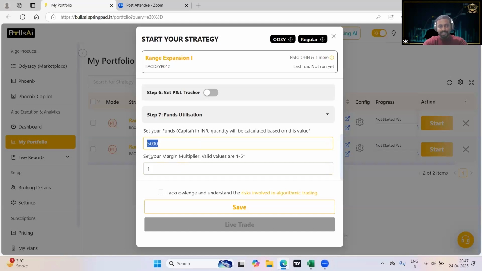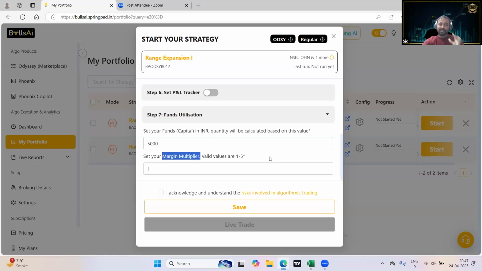After that, you will see what is written over here: set your margin multiplier, valid values of 1 to 5. Now, what is this margin multiplier? Margin multiplier is the benefit that most brokers give you in intraday trading. Since this is an intraday trade, most brokers allow us margin benefit. What do you mean by that? For example, if you have 10,000 rupees in your brokerage account, most brokers allow you 4 to 5 times margin benefits.